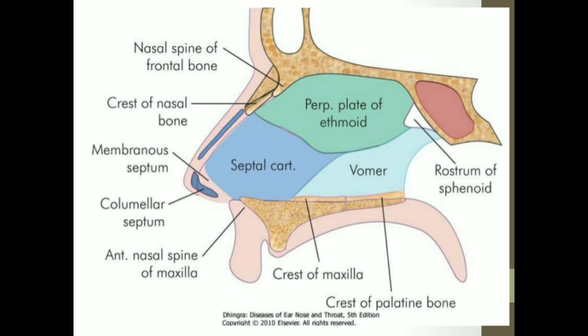If they ask about the nasal septum, it consists of a bony part, a cartilaginous part, and fibrofatty tissue. The bony part is formed by the perpendicular plate of ethmoid and the vomer. The cartilaginous part is formed by the septal cartilage, and the fibrofatty tissue present in front is called the columella.